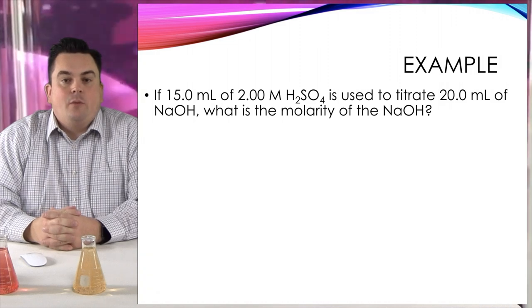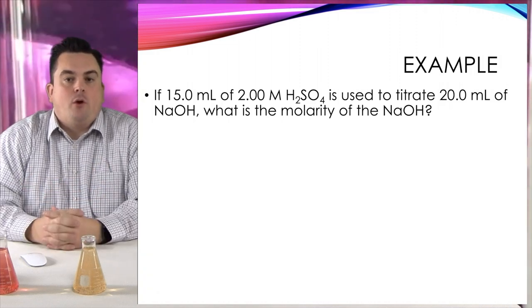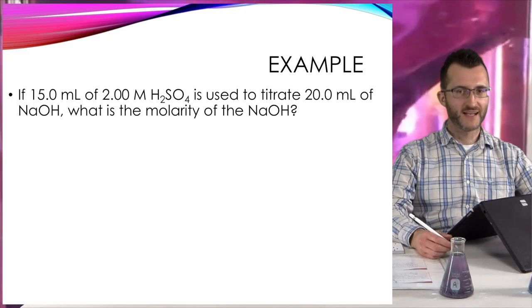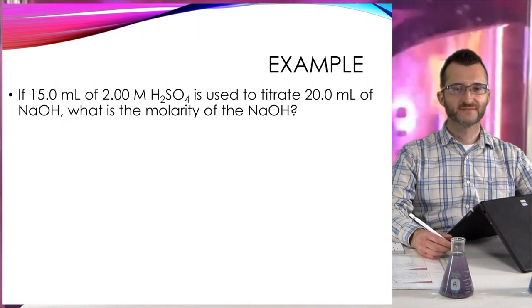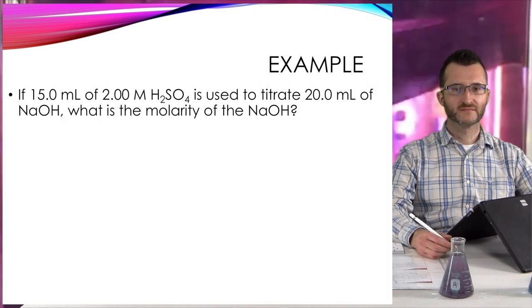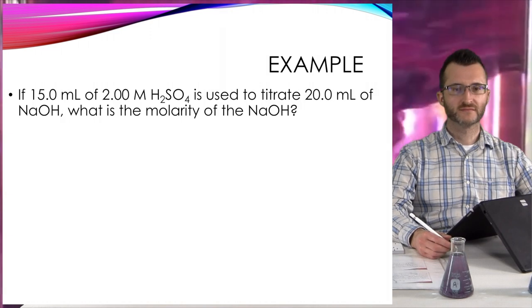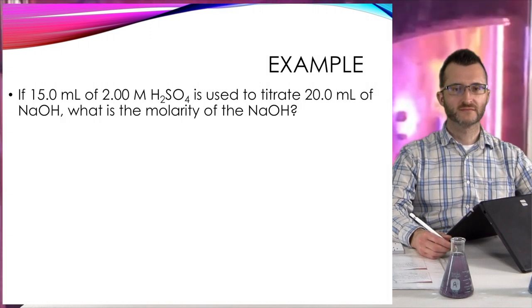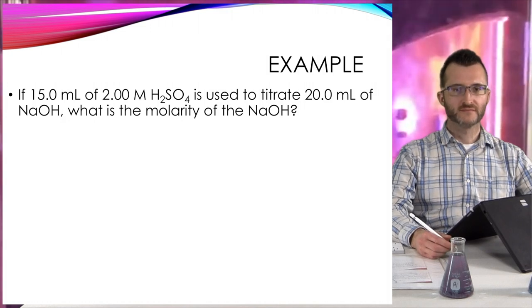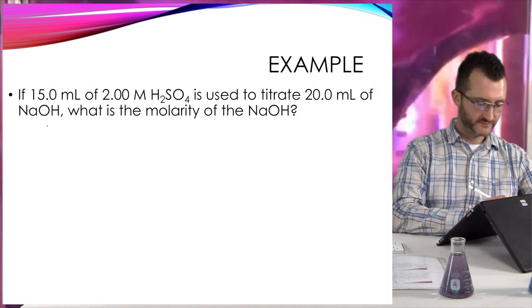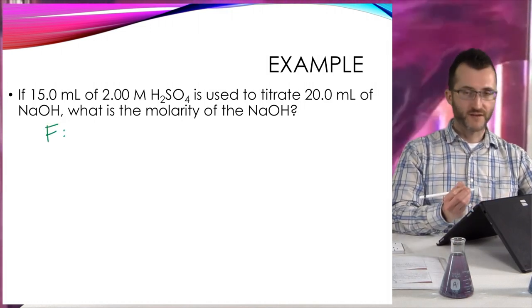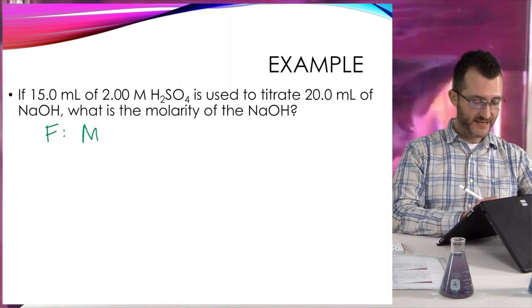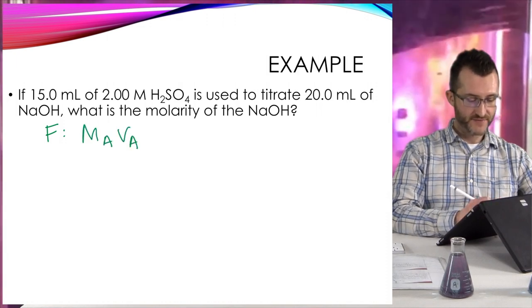All right, ladies and gentlemen, we have an example involving a polyprotic acid. Shu, are you ready? I am. All right, if 15.0 milliliters of 2 molar H2SO4 is used to titrate 20 milliliters of NaOH, what is the molarity of the NaOH? All right, like all calculations, we're gonna do this FSA. So Shu, what is our formula? Formula is MaVa equals MbVb.